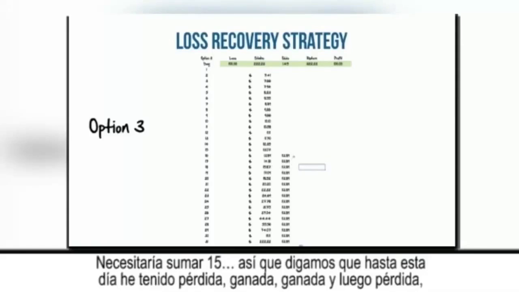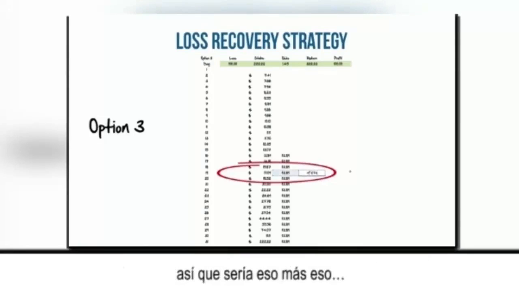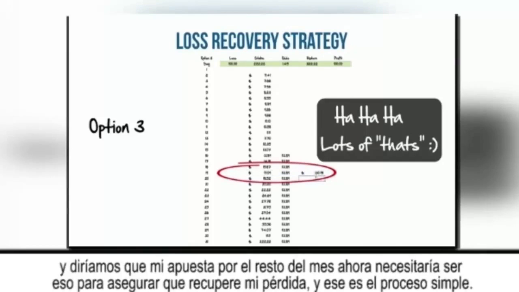So let's say 2 days later I had the loss, I win, then lose. So the next day I would need to add another 17. So it would be that plus that. And we would see that my bet for the remainder of the month would now need to be that, to ensure that I recouped my loss. And that is the simple process.